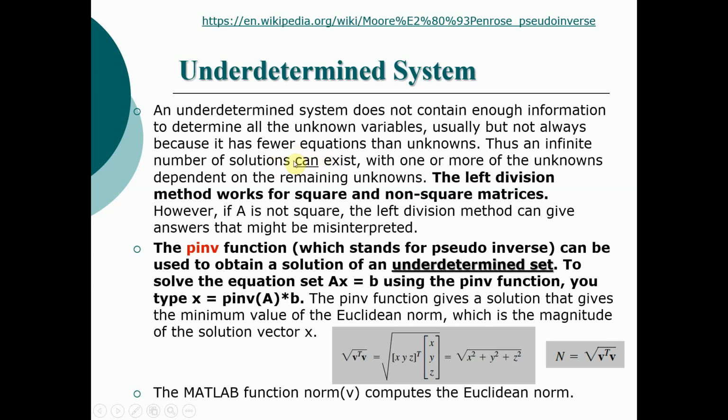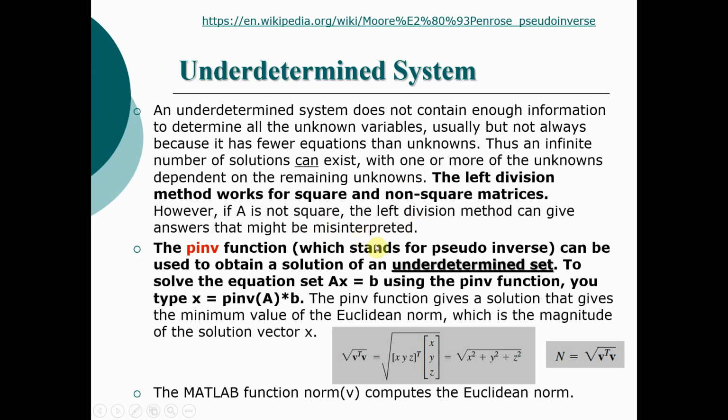You might also have an underdetermined system that has no solution, if the equations that we have are inconsistent. But most of the time you would have an infinite number of solutions with one or more of the unknowns dependent on the remaining unknowns. The left division method works for square and non-square matrices in this case. However, if A is not square, the left division method can give answers that might be misinterpreted.